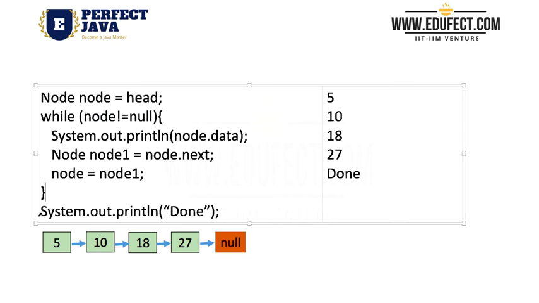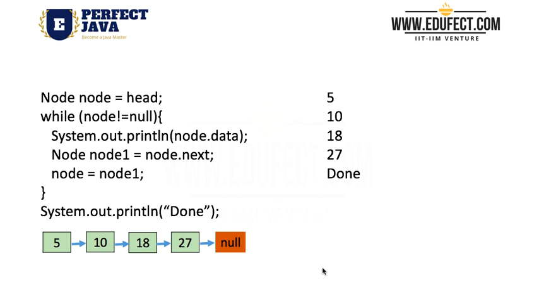It will come here, System.out.println("done"), so done is printed on the screen. Notice we had 4 nodes in our linked list. We have been able to traverse them and print them in order. In a linked list, we traverse in order, and that is what we have been able to do, successfully printing all the values in the linked list.